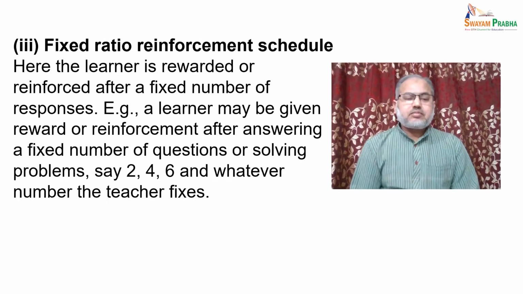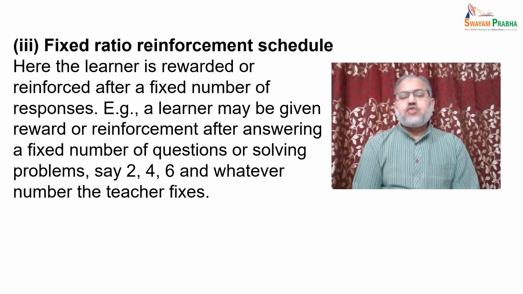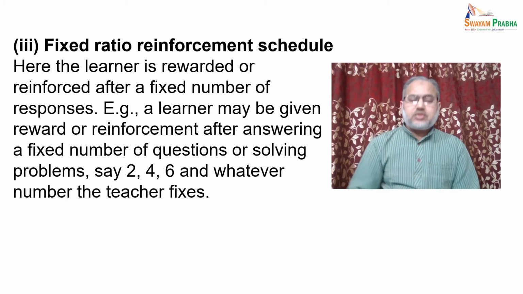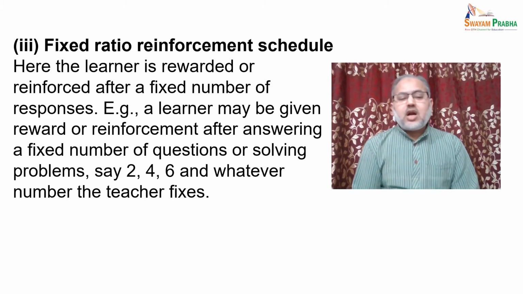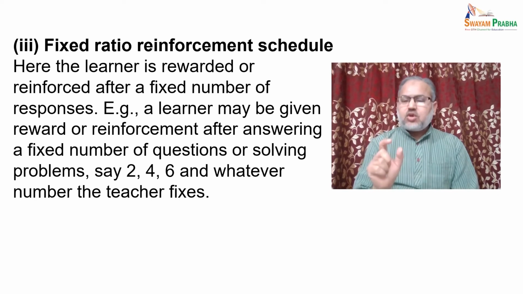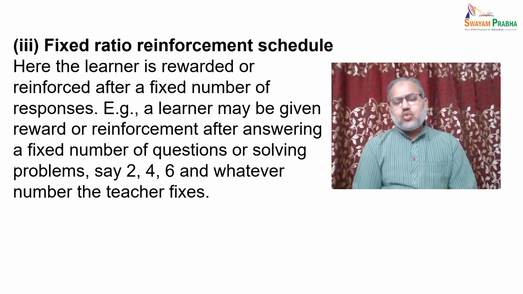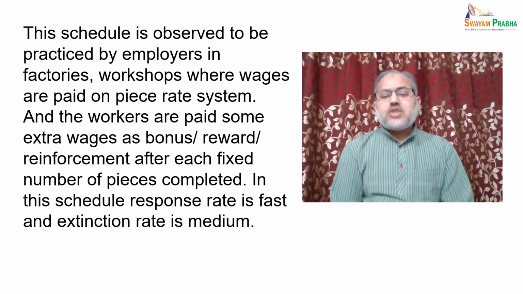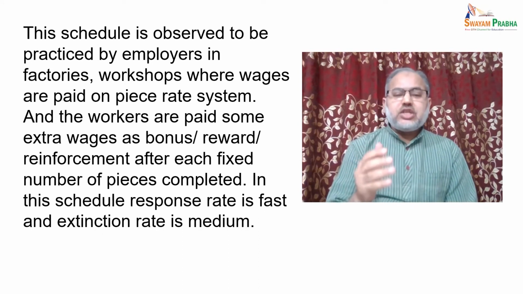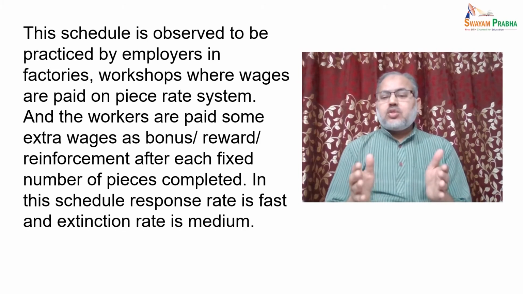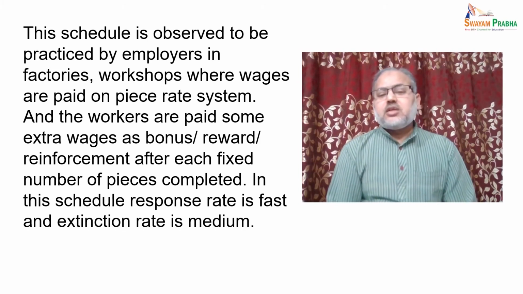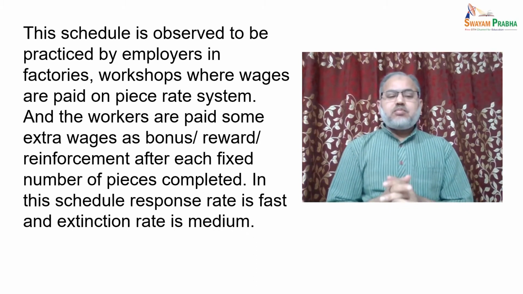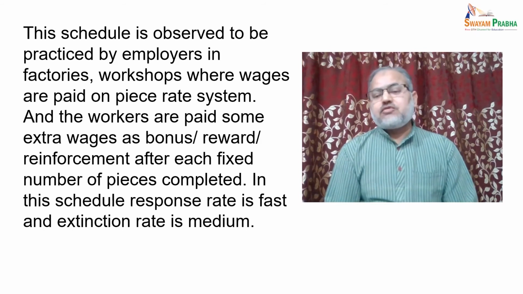Third one is fixed ratio reinforcement schedule. In this schedule, the learner is rewarded or reinforced after a fixed number of responses. For example, a learner may be given reward or reinforcement after answering a fixed number of questions or solving problems, say 2, 4, 6, 8 or whatever number the teacher fixes. This schedule is observed to be practiced by employers in factories, workshops, where wages are paid on piece rate system, and the workers are paid some extra wages as bonus or reward or reinforcement after each fixed number of pieces completed. In this schedule, response rate is fast and extinction rate is medium.